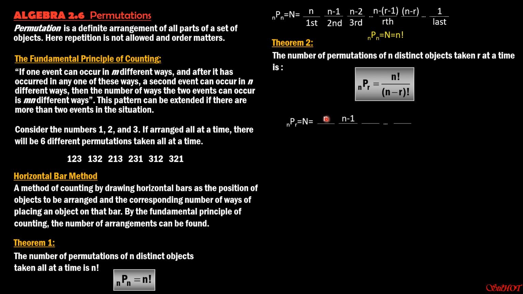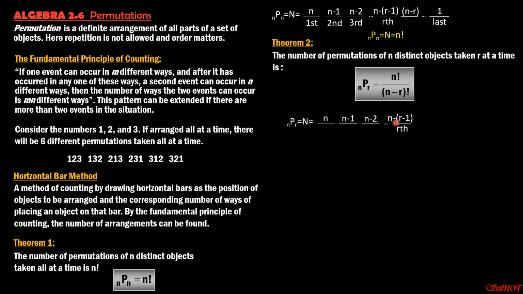Then 2 objects have been positioned in place. So there will be n minus 2 objects left for the next position, for the third. So there will be n minus 2 ways to assign an object here. This is the rth, and based from our results here, for the rth bar, there will be n minus quantity r minus 1 ways to assign an object here.